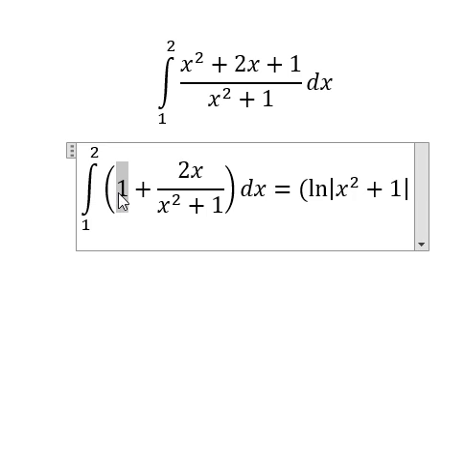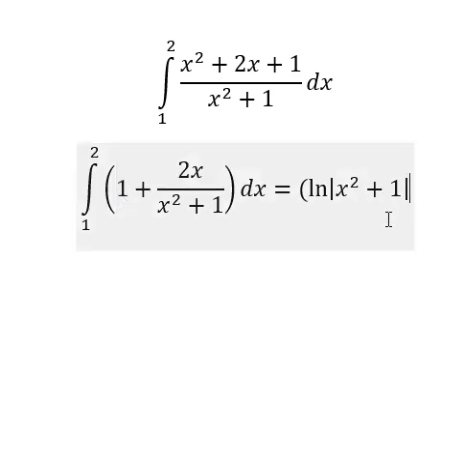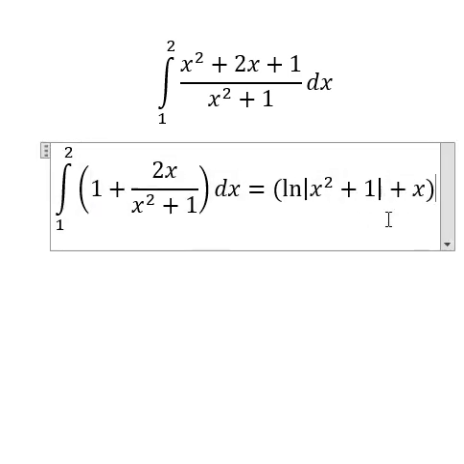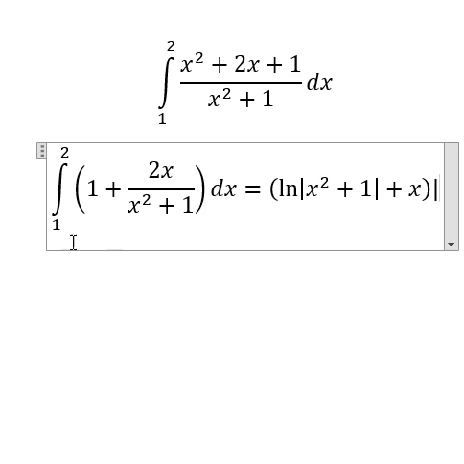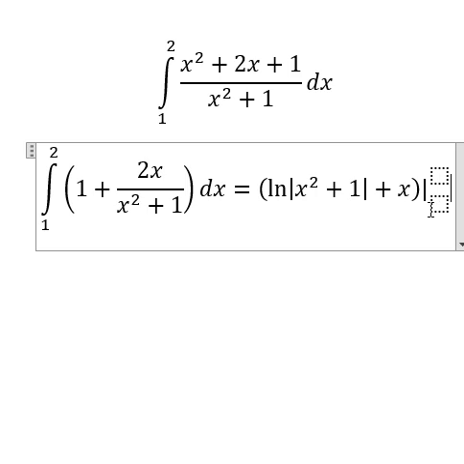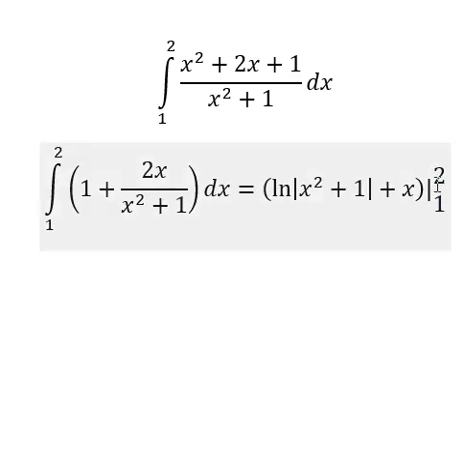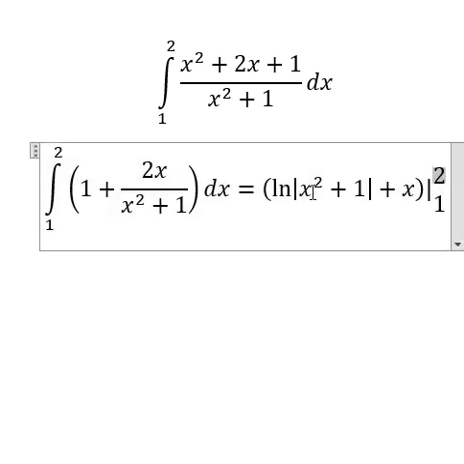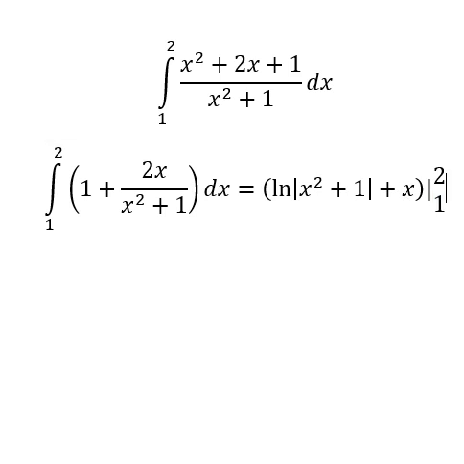The integration of number 1, that is about x, and then we put the bounds from number 1 to number 2. So I will put number 2 in here, number 1 in here and here. So we have the final answer.